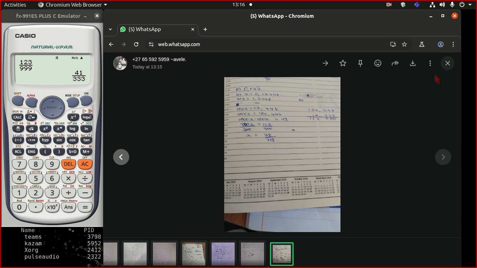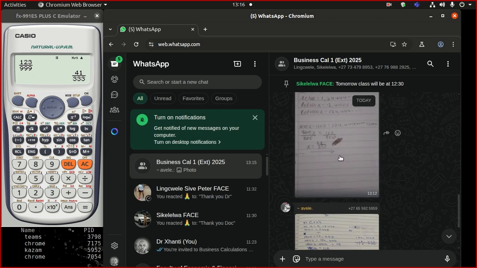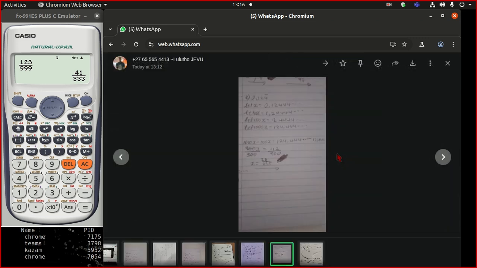How many marks are you getting? Let me check, before you come to my office and say, sir, where's my mark here? I want to check how many marks you are getting. So you have this one here, 1, and then 2 here, and then 3 here, and then 4, 5. Okay, you're getting all the full marks here.